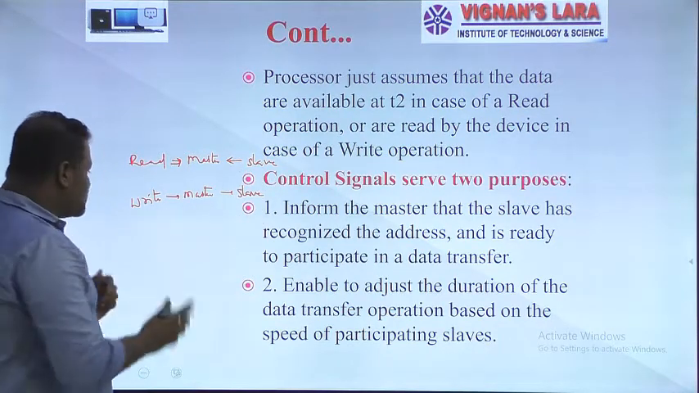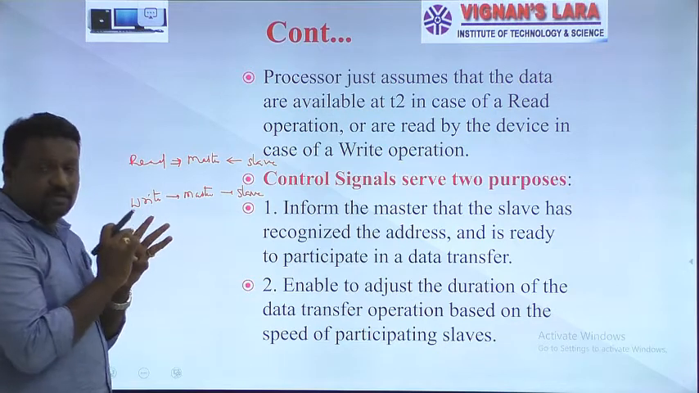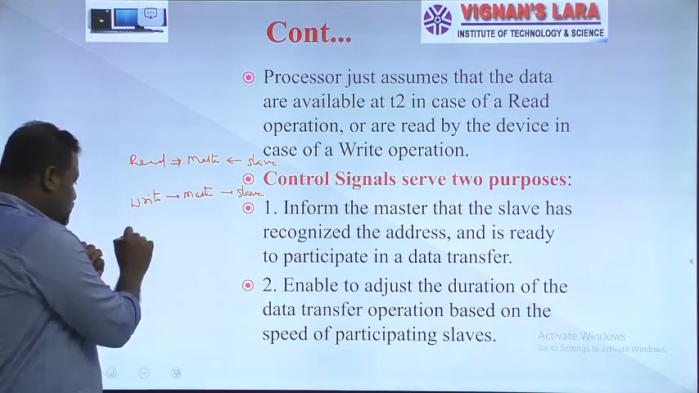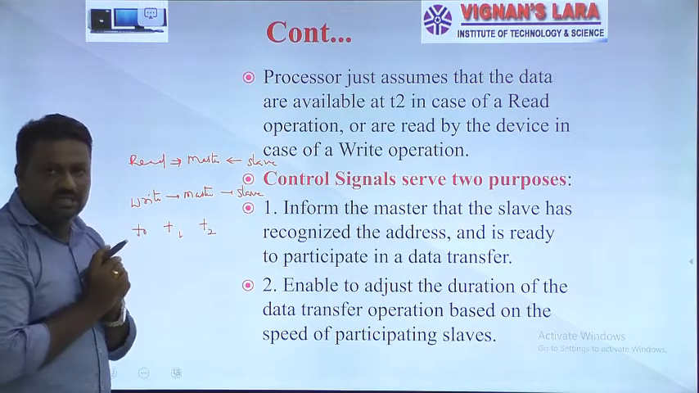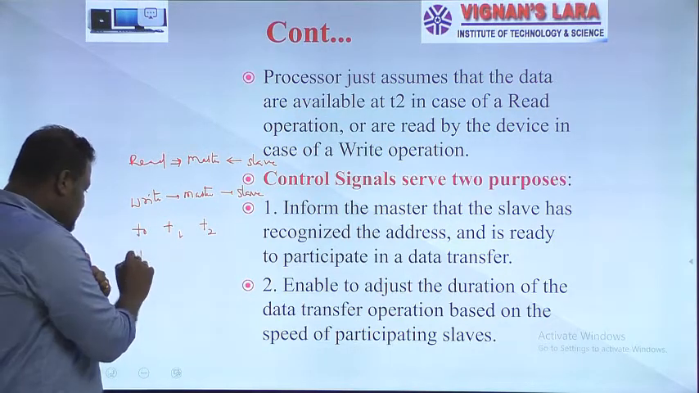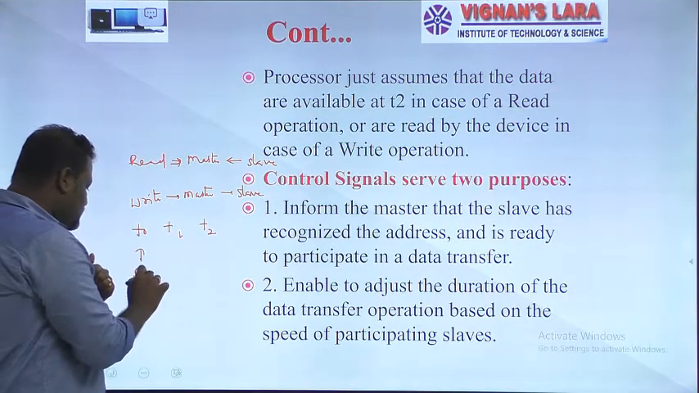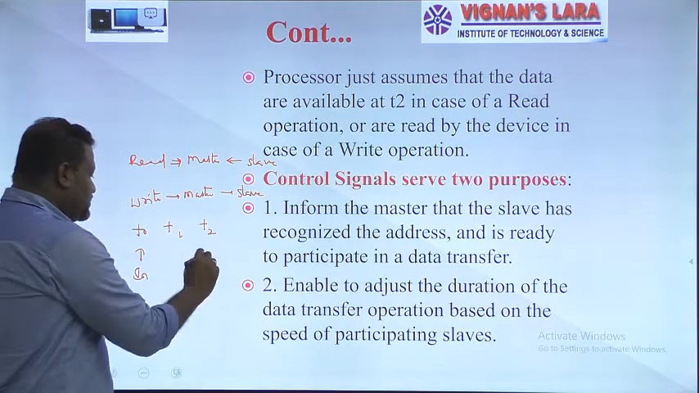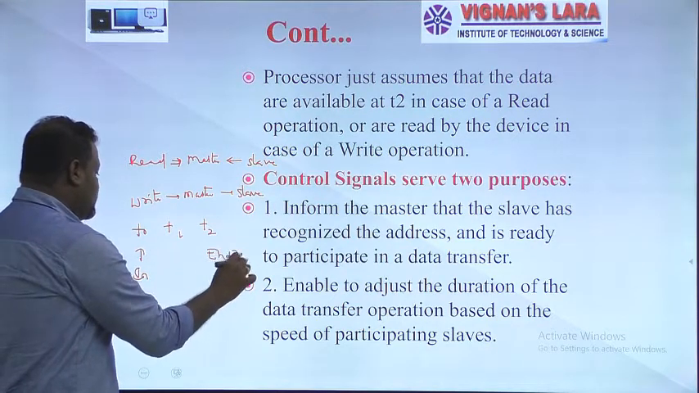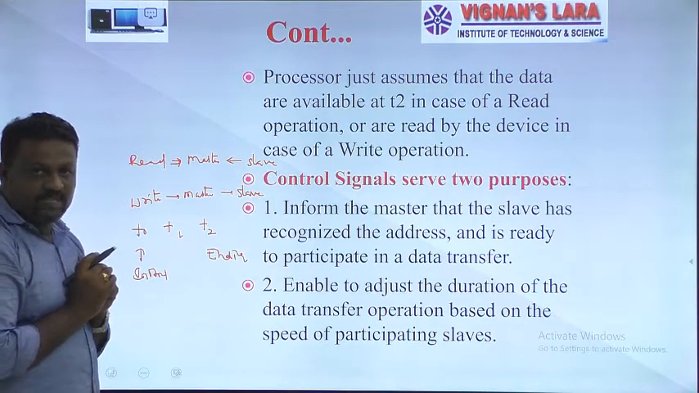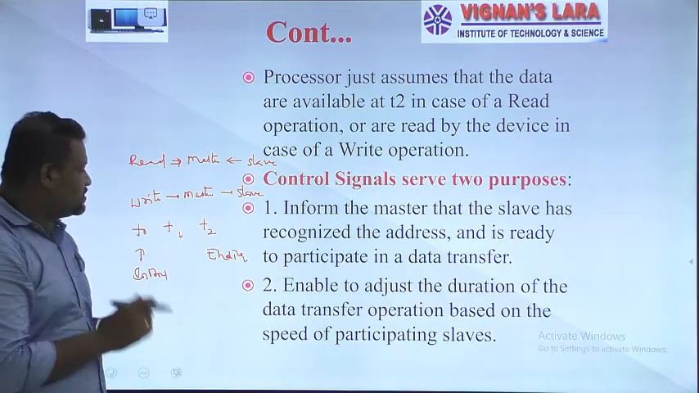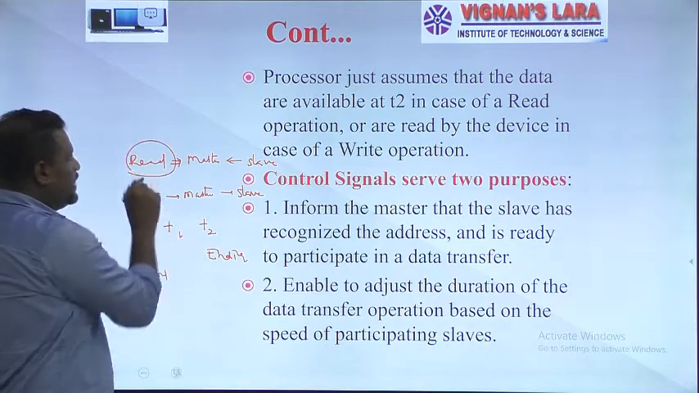In our timing diagram, I have three different timing points. One is T0, the second one is T1, and the third one is T2. So this is an initial point, and this is the ending point. So here, what I am saying is, my operation is read.